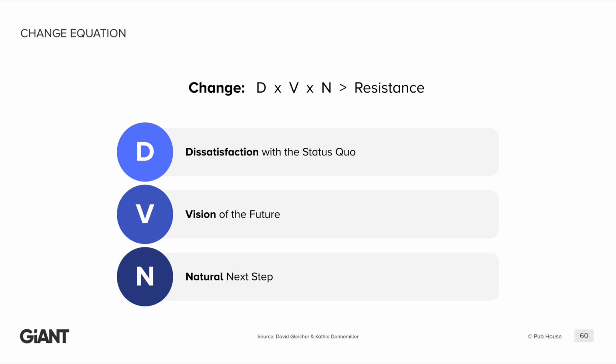The third is N, for natural next step. Because we're not talking about a leap here. We need something we can do immediately that will start us towards where we're trying to go or what we're trying to achieve. It's got to be small enough for us to achieve with our current resources and capacity, but it's got to be large enough to get us out of our seat.